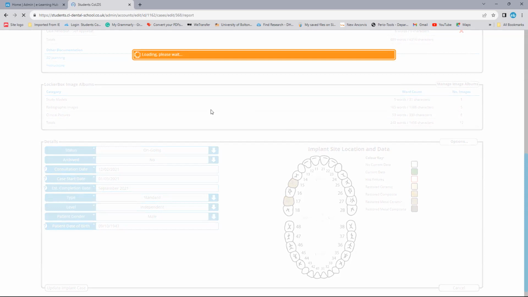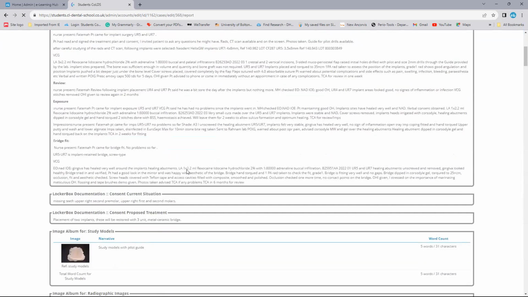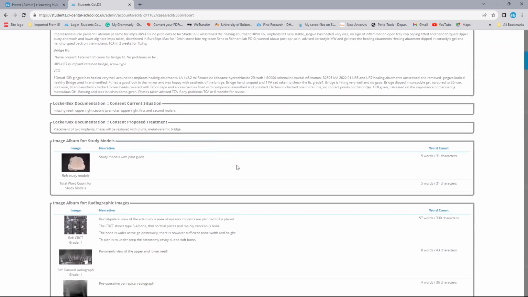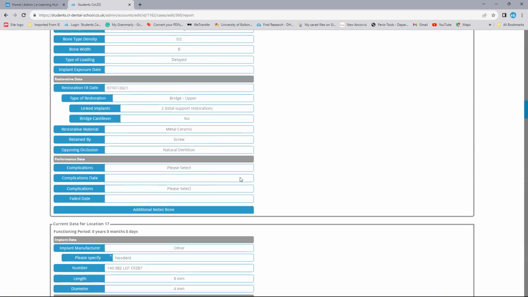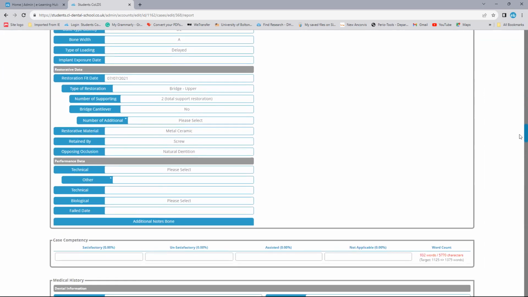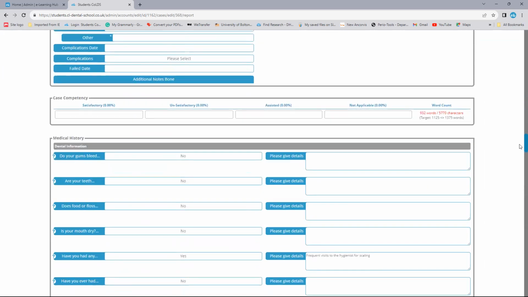So we're just going to go here. This would be your case report. You're just missing a few sections, so there'll be a few sections blank in your case. And basically, there's also the competency assessment here, which you need to think about.